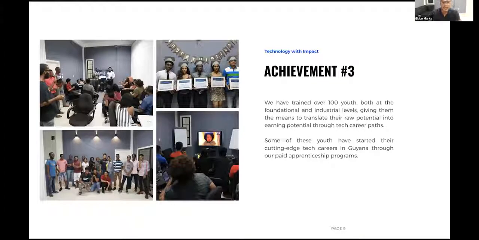The third achievement is that we were able to train over 100 youth, both at the foundational and industrial levels. And we were able to give them a means to translate their raw potential into earning potential through tech career paths. And some of these have launched into their tech careers locally through our apprenticeship programs.